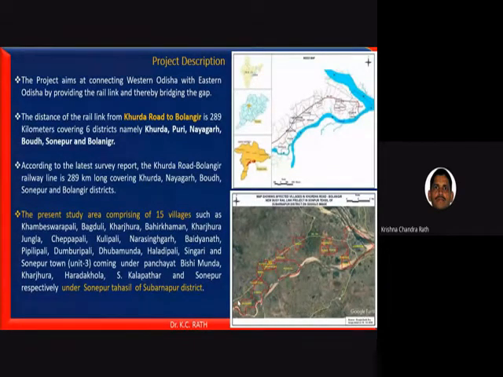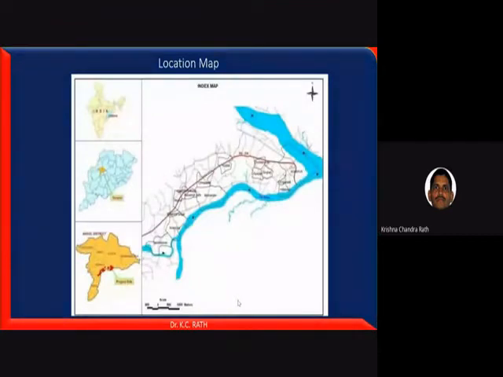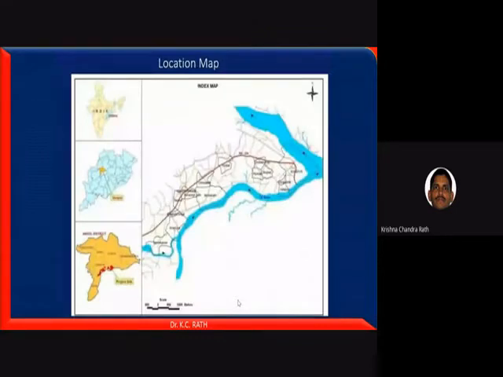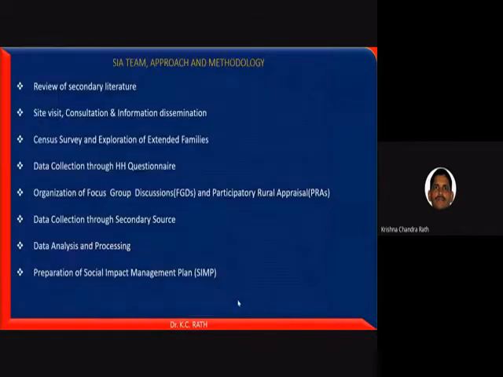It is connected to the railway project, the Khurda Road to Balangir railway project. The present study comprises 15 villages under Sonepur Tahsil of Subarnapur district. This is one case study. These are some of the information, like the location map, Google map, and the team methodologies, starting from review of literature to preparation of the social impact management plan.